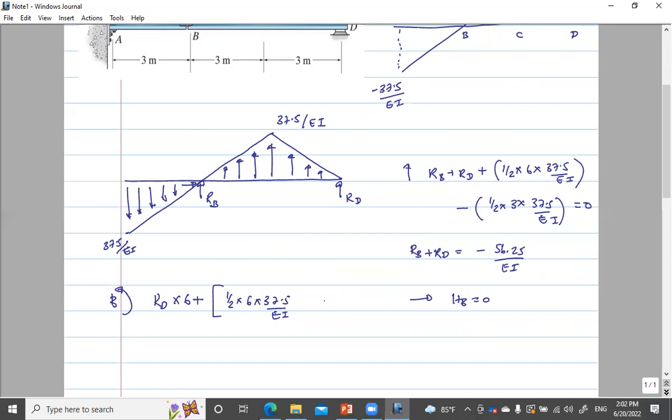So into 3, that is counterclockwise, again another counterclockwise, plus half into 5 over EI into 3. So this is also counterclockwise, this load. So this is acting to take moment about B, so that is also counterclockwise. So that is at about 2 meters. The center is at 2 meters, is equal to 0.